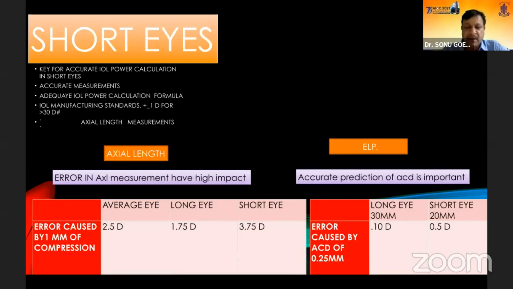Now, this is where in shorter eyes the power calculation error comes in. And in the long eyes, it may be as low as 1.75 diopters.